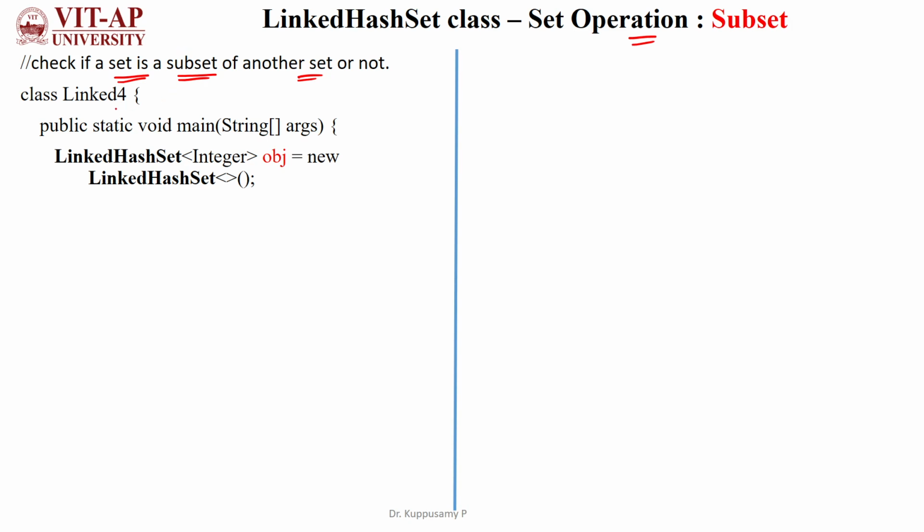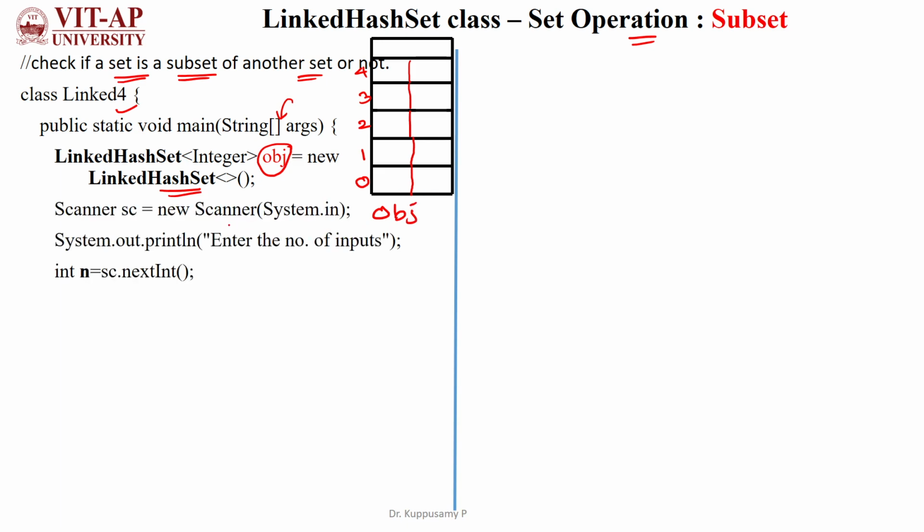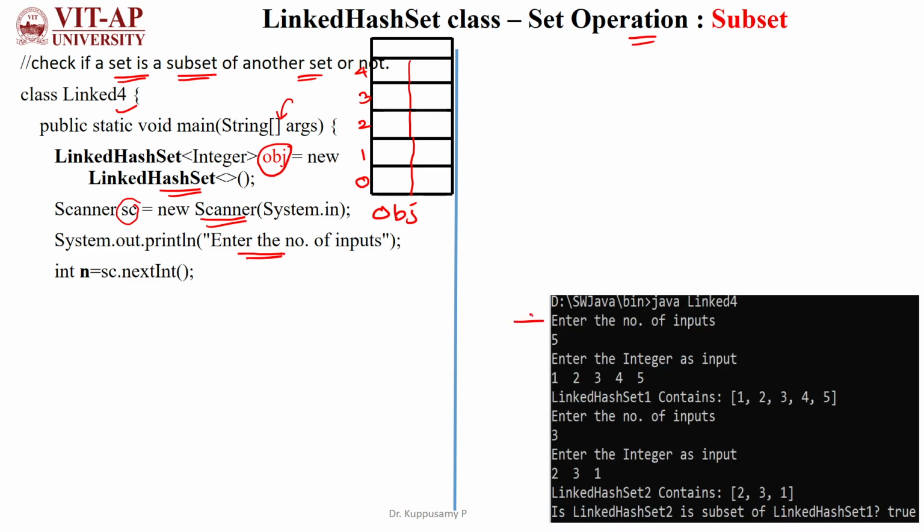or not. So here the class is defined, receiving the command line arguments, then obj is created by using the LinkedHashSet class. Once it is initialized, the structure will be created with the name obj. Now I am receiving the runtime inputs by using the Scanner class. The variable is sc. Now it displays "enter the number of inputs", which is given here.